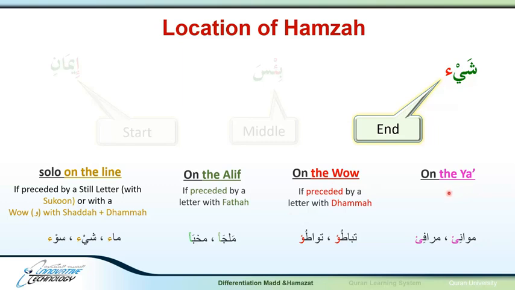Let's see the rule that makes us write the hamza on a ya, and that's basically when it is preceded by a letter with a kasra. Mawani'. See, ni here, the noon has a kasra. Marafi', the fa has a kasra. While in shay, the ya has a sukoon. Well, that's why the first rule where it's written solo on the line is basically that rule that applies. So in shay, it's written solo on the line, while in mawani' or marafi' it's written on the ya.